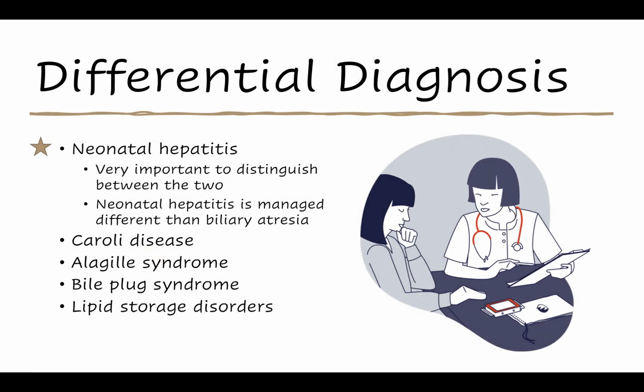Differential diagnosis. The most common differential diagnosis is neonatal hepatitis. It is very important to distinguish between the two. Neonatal hepatitis is managed differently than biliary atresia. Some of the least common differential diagnoses are Caroli disease, Alagille syndrome, Byler syndrome, and lipid storage disorders.